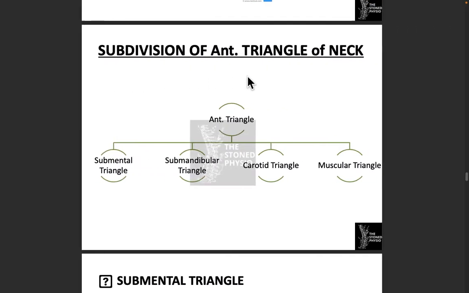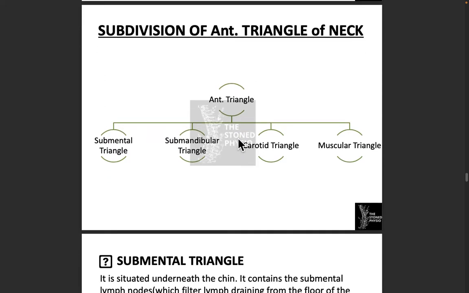So now talking about the subdivisions, first of all, इसको मैं image के साथ में दिखाता हूँ. We have got the submental triangle, the submandibular triangle, the carotid triangle. Carotid triangle I think हमें याद हो गया है because we know the common carotid artery bifurcates, and we have got another one that is called the muscular triangle. So first of all, just have a look at these sub triangles.